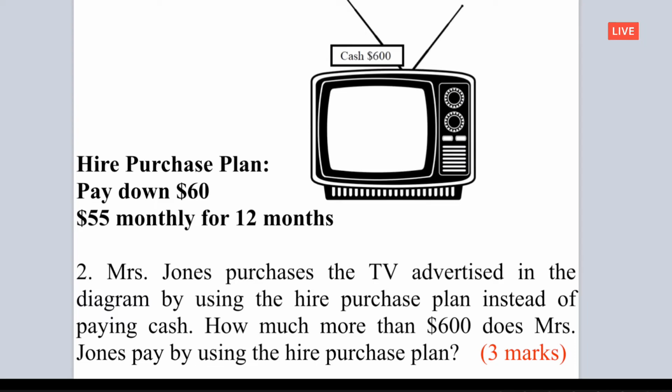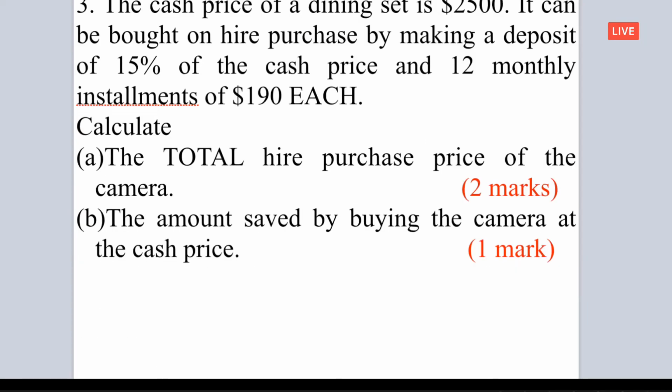And our final question, that's for your homework. The cash price of a dining set is $2,500. It can be bought on hire purchase by making a deposit of 15% of the cash price and 12 monthly installments of $190 each. Calculate the total hire purchase price of the dining set, and the amount saved by buying the dining set at cash. So those are what you're going to be doing for your homework.